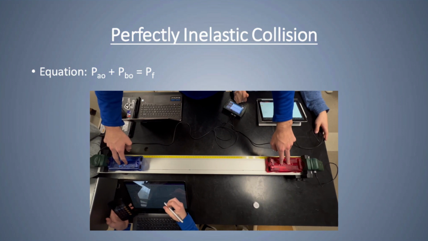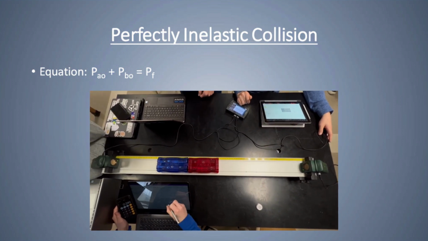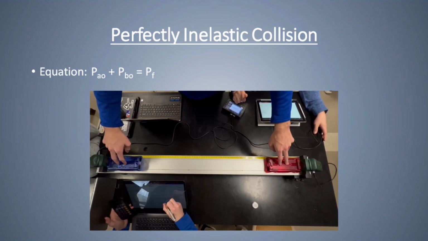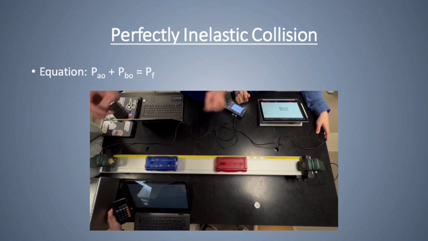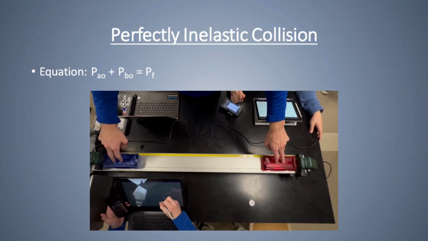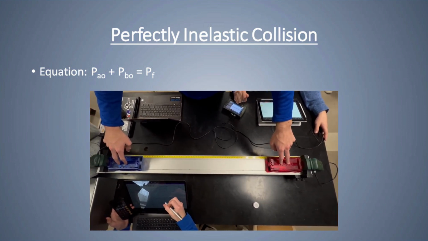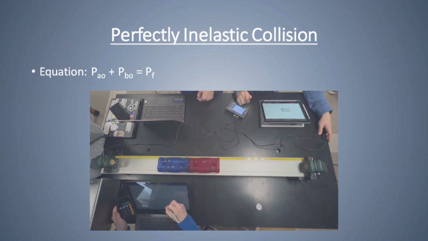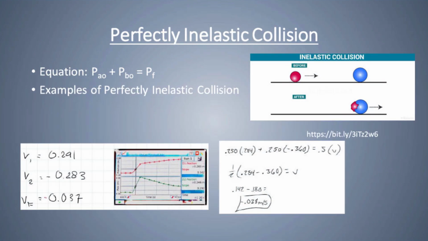All right, so a perfectly inelastic collision is a collision where 2 objects come together and tend to stick together and move in one direction. So the formula for a perfectly inelastic collision is the momentum of object A initial plus the momentum of object B initial equals the momentum final of the whole system.